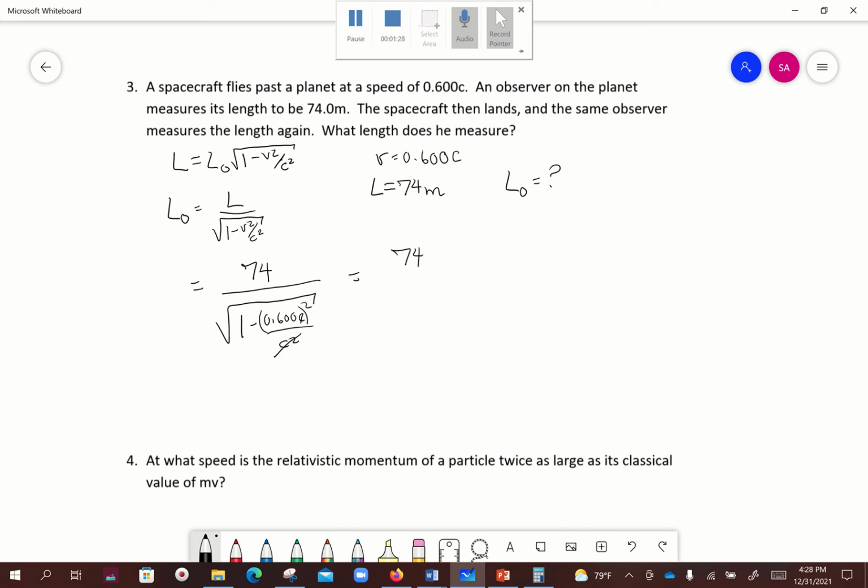So I'm going to get 74 over the square root of 1 minus 0.6 squared. That's 74 over the square root of 1 minus 0.6 squared. I get 0.8, so I get 92.5 meters. So the length of the spaceship is actually 92.5 meters. But when it's moving, you measure a shorter length along the direction of motion. When it's traveling at 0.6 times the speed of light, you actually measure only 74 meters long.